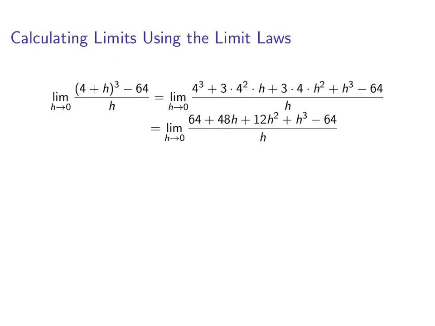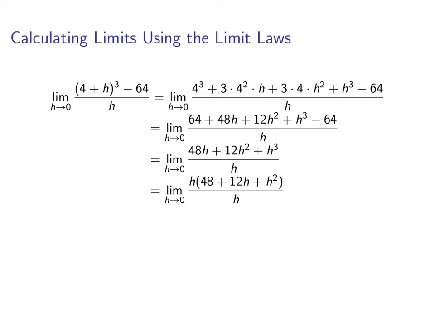If we clean this up, we get the limit as h approaches 0 of (64 plus 48h plus 12h squared plus h cubed minus 64) all over h. Now see that the 64's cancel out, and we're left with the limit as h approaches 0 of (48h plus 12h squared plus h cubed) all over h. Let's factor out an h from the top. The purpose of doing this is that we can cancel an h in the top and the bottom. Remember that the canceling is legitimate because we don't care what happens at h equals 0. It doesn't matter.